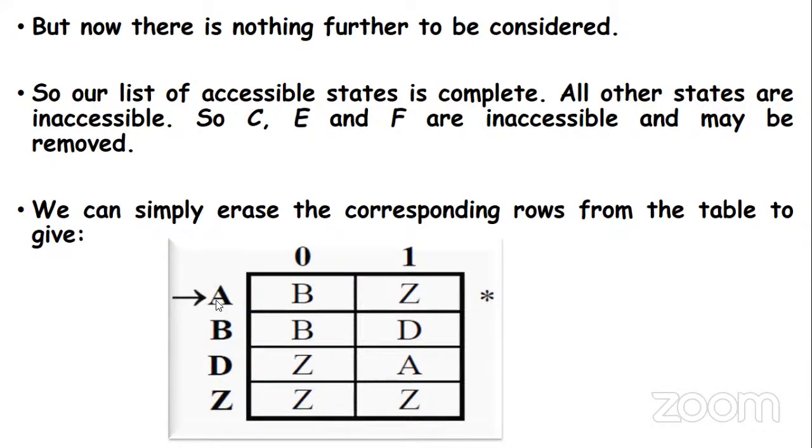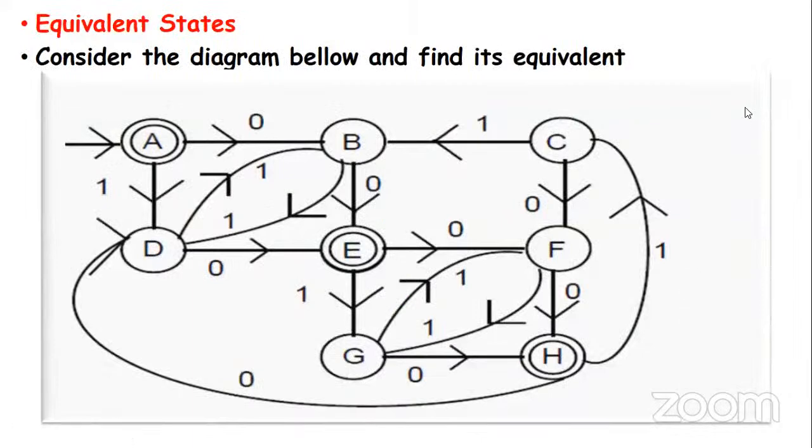So the input for A is what? BZ. The next one is what? BD, and ZE, ZZ. And you put only one asterisk because F has gone, which is an accepting state. So you can delete an accepting state, but an initial state may not be deleted all of the time. So this is just the process of removing inaccessible states.